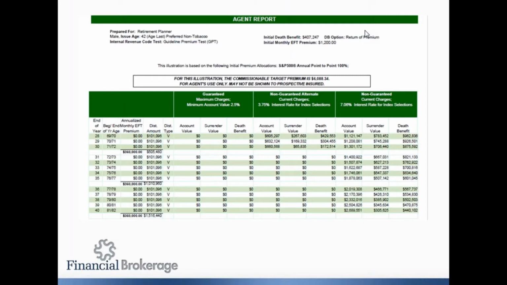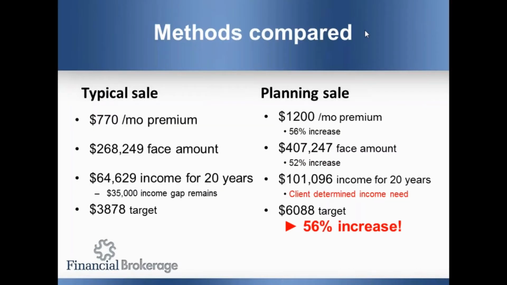Well, by going through our planning process, all our client has to do is pay $1,200 a month into the IUL. We've increased the premium by 50%. We've increased the face amount by about 50%. And now they have exactly the amount that they told us they were going to need during their retirement.